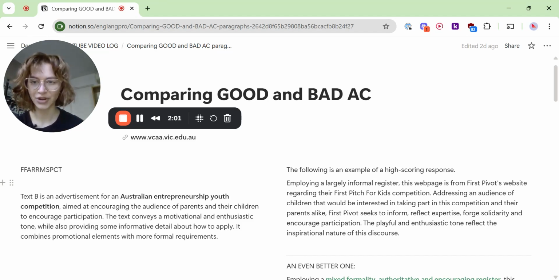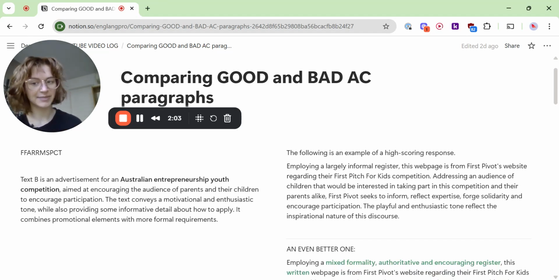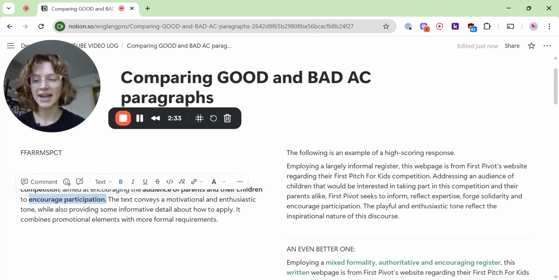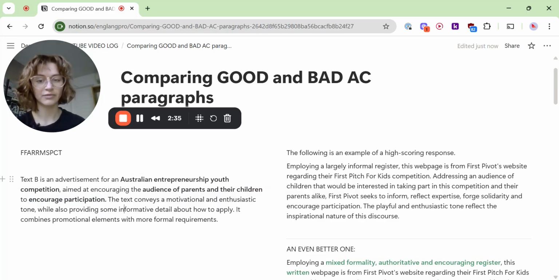So first, text B is an advertisement. Advertisement is nice because it gives us a little bit of a function. However, in this study design, we need one of the specific Jakobson's functions, so we'll keep an eye out for that. An advertisement for an Australian entrepreneurship youth competition. This I've bolded because it's context, so it ticks off the C in FARMS SPCT. Aimed at encouraging the audience of parents and their children to encourage participation. So here we've got a purpose and we've got an audience, which is actually really good.